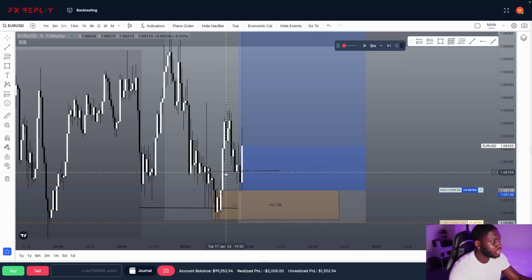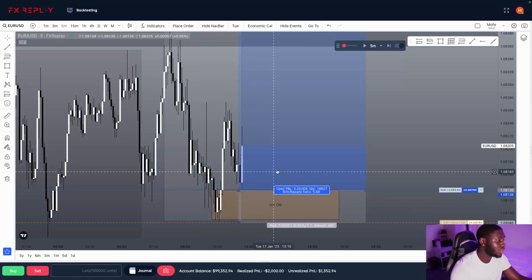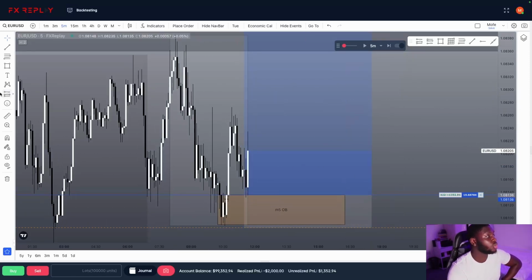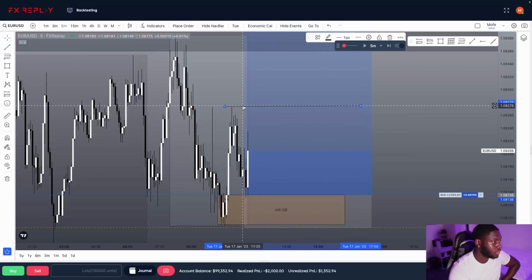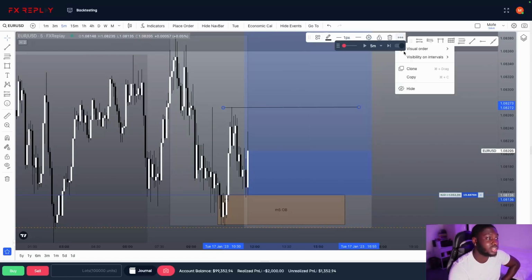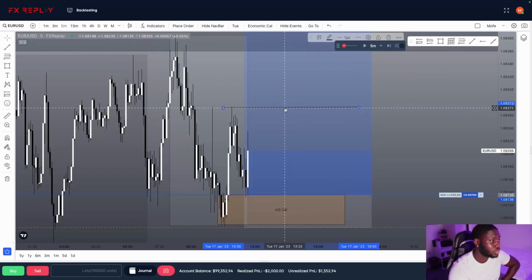I'm going to delete all the stuff that we looked for. But yeah, if you want to break even, this would be your area: the high of the move that swept down to the order block. That would be your area for BE. I don't really recommend breaking even, but if you really want to, this would be your BE point.